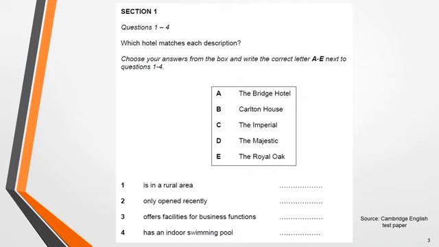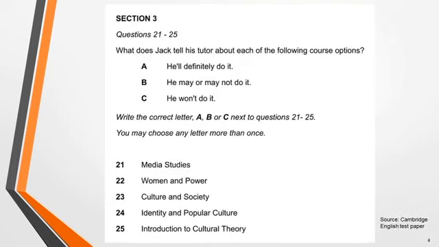In this first example, you're given a list of hotel names, A to E, and a list of features in the hotels, 1 to 4. You must listen to the recording and identify which hotel has which feature. In this second example, you're given a list of course options, 21 to 25, and a list of choices the student could make about whether or not he will take the course. You must listen to the recording and identify the decisions the student makes about each course.